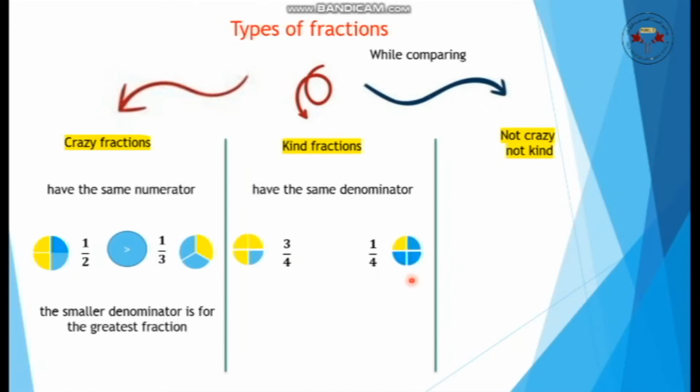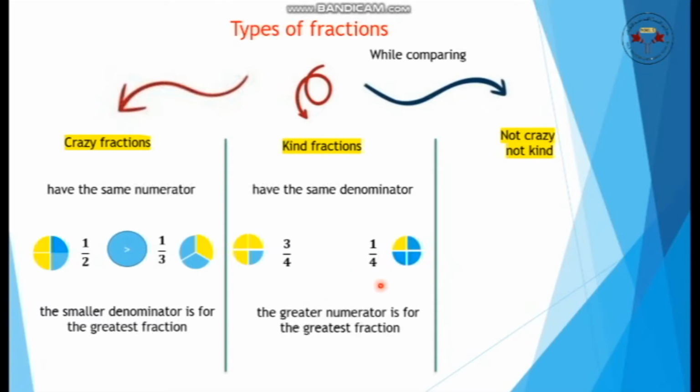If I have a pizza cut into 4 parts, I eat 3 parts of it, like the 3 yellow parts. While if I have a pizza cut into 4 parts, I eat only 1 part, which is the yellow part. So if you are hungry, which one will you eat? Will you eat 3/4 of the pizza, or only 1/4 of the pizza? I think the greater one is the 3/4. So right now I can see that 3/4 is greater than 1/4.